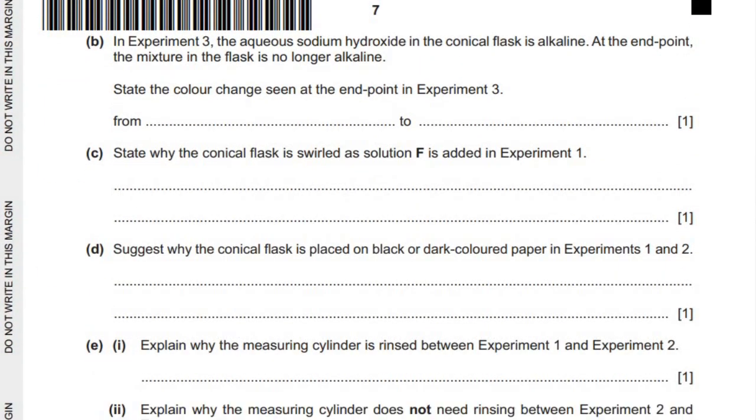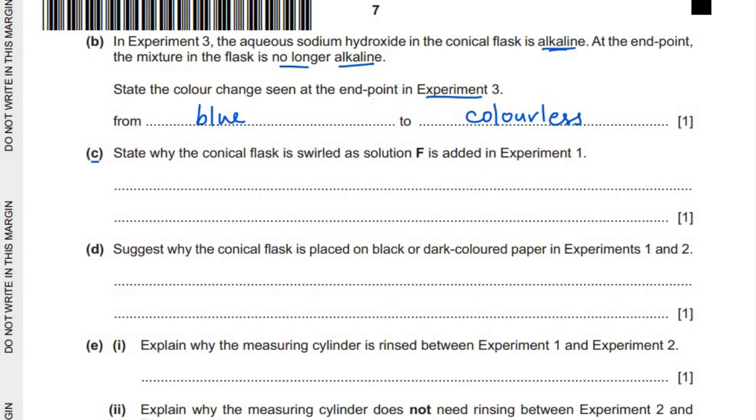We are shown in experiment 3 an aqueous sodium hydroxide in the conical flask is alkaline. At the end point, the mixture in the flask is no longer alkaline. State the color change seen at the end point in experiment 3. Now it clearly says that the initial solution was alkaline. At the end it was no longer alkaline, and we have already added a thymolphthalein indicator. Thymolphthalein indicator in alkaline solution is blue, and if it's no longer alkaline it turns colorless. So the color change is going to be blue to colorless.